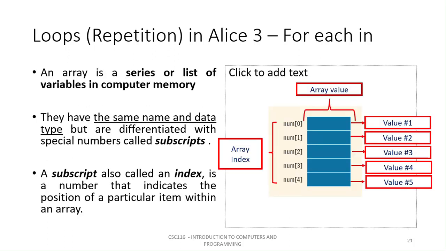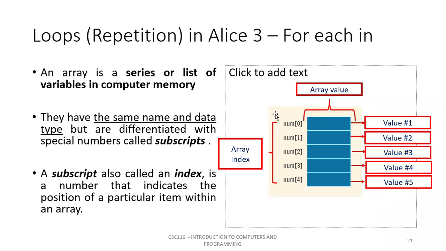So let's look at what is an array. I'm sure you have learned this in another subject, but never mind. An array is a series or list of variables in computer memory. They have the same name and data type but are differentiated with special numbers called subscripts. A subscript, also called an index, is a number that indicates the position of a particular item within an array. So array tu adalah susunan variable dalam komputer memory, senarai variable dalam komputer memory.